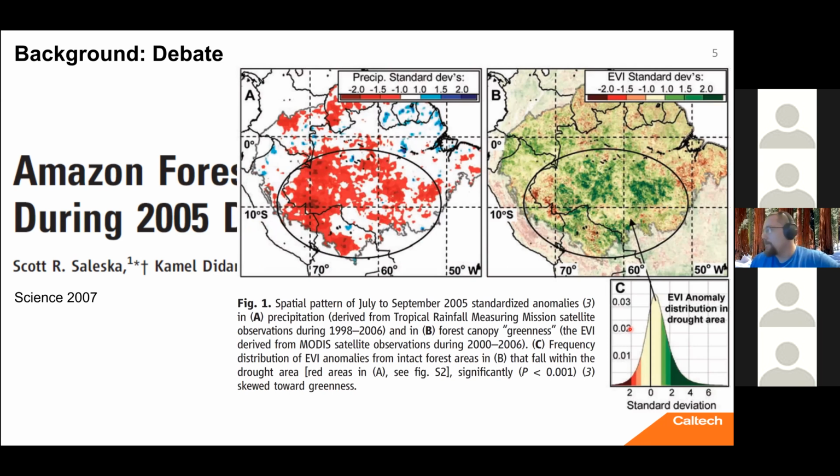And so this is their figure from that paper, and they're showing an anomaly. If you look on the right-hand side, they're showing an anomaly in greenness. And there's anomalously high greenness here in the Amazon. And the pattern, as you can see, loosely matches this negative anomaly in precipitation.